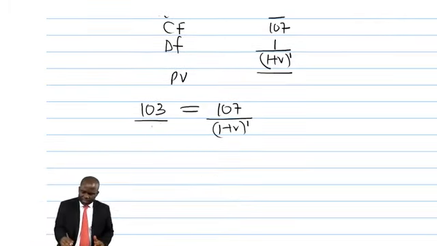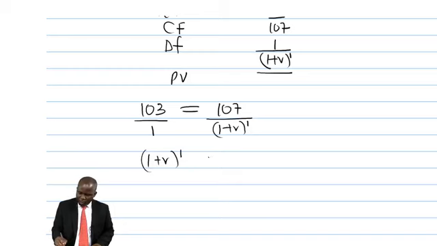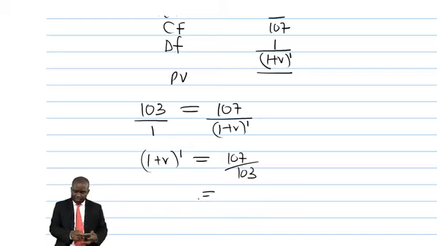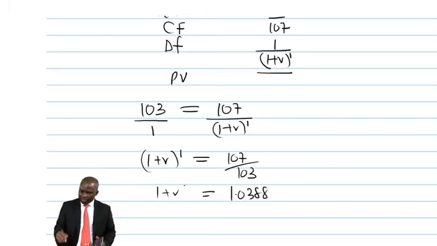This one is divided by 1. You cross multiply. So 1 plus R raised to the power 1 should be equals to 107 divided by 103. And how much will it be? 107 divided by 103 will be 1.0388. This is 1 plus r raised to the power 1.